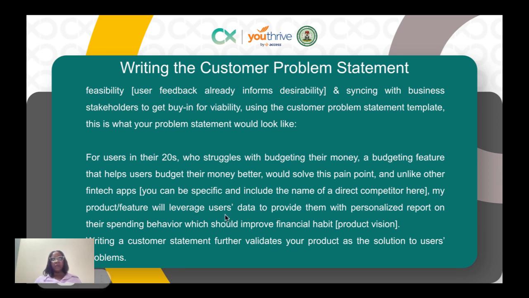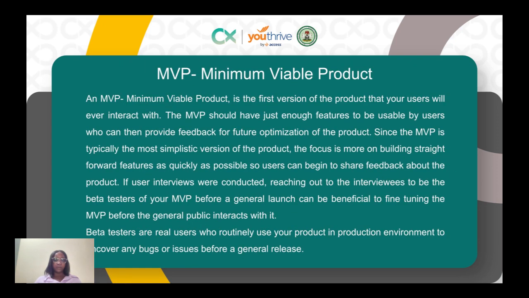You are not just going to think, I'm just going to launch a budgeting feature. Everybody else is launching a budgeting feature. How can you deliver value that is not already existing on the market to your users? Now you can say, my product of the future will leverage users' data to provide them with personalized reports on their spending behavior, which should improve financial habits. Now, this is your product vision: to help your customers improve their financial habits. So, you see how the customer problem statements should always align with your product vision. Writing a customer statement further validates your product as the solution to users' problems.